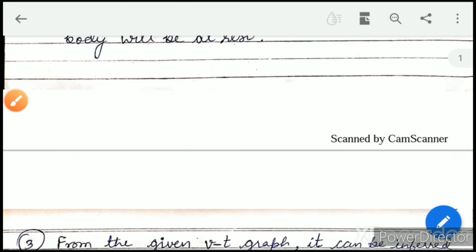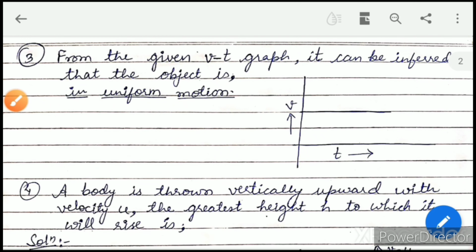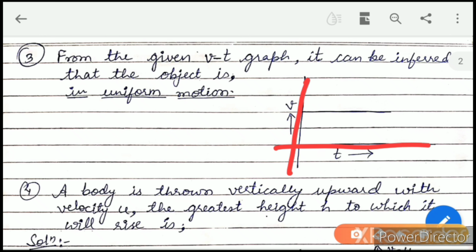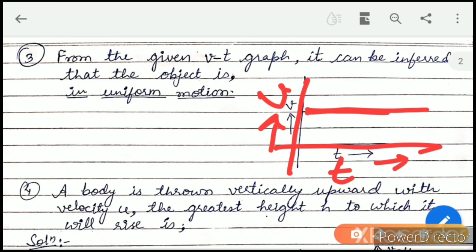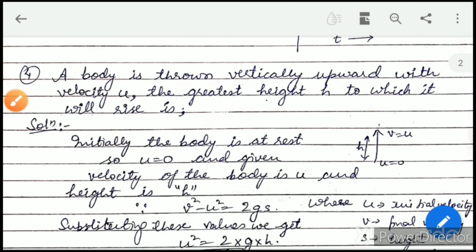Okay, now come to third question, that is, from the given vt graph, it can be inferred that the object is here. This is the graph. Time is taken along x axis, v is taken along y axis, and it has been given that the graph is parallel to the time axis. It means the object is in uniform motion because the velocity is constant, you can see it. So it means that the object is in uniform motion.